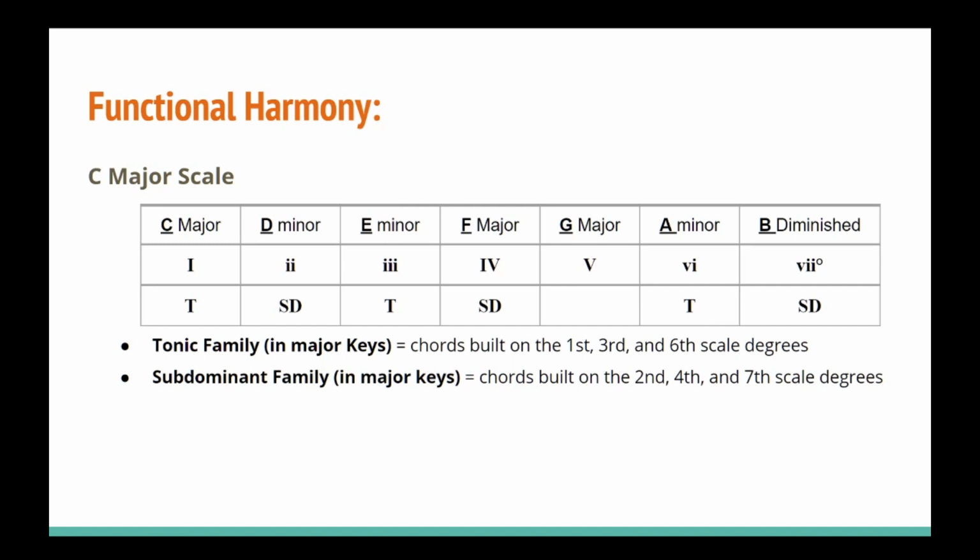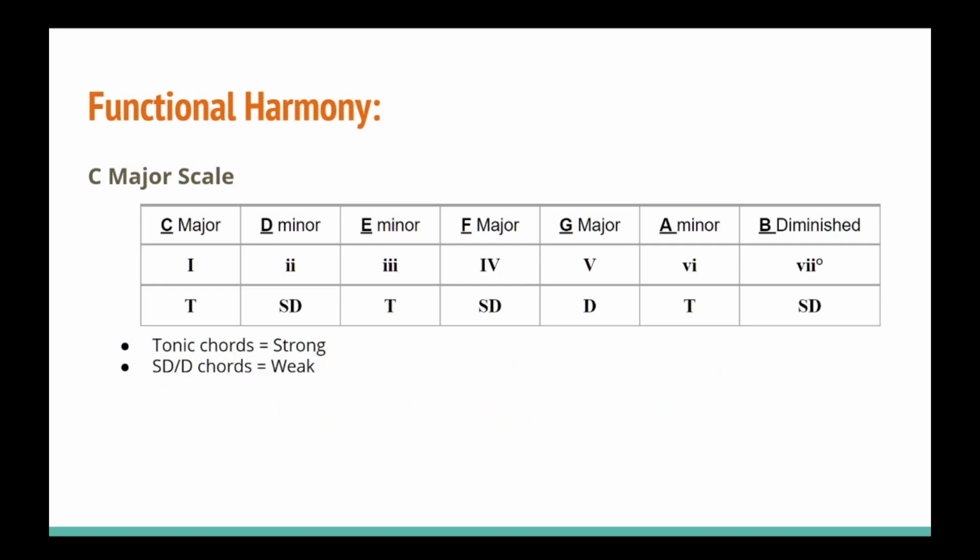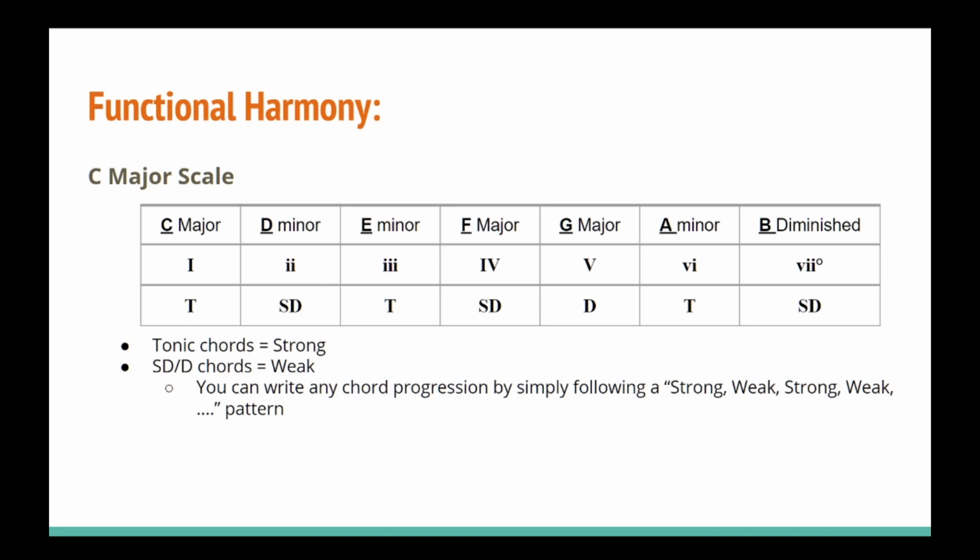Finally, the dominant family consists of chords built on the fifth scale degree, or in C major, that would be just the G major triad. So this is all well and good, but how do we actually apply any of this? Well, another way to look at it is to think of each of these chords as being either A, strong, or B, weak. All the chords from the tonic family are strong, and all the remaining chords are weak. When writing chord progressions, we can follow the general pattern of strong, weak, or A, B, A, B.